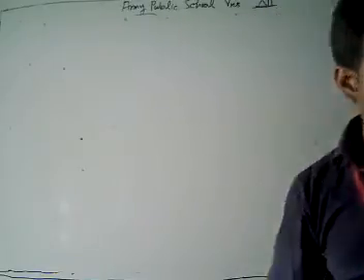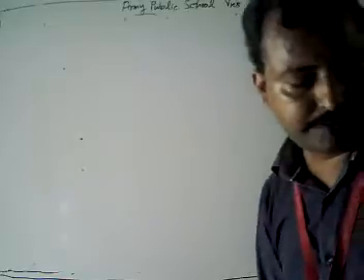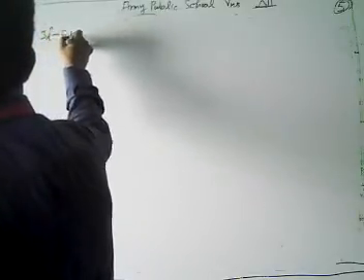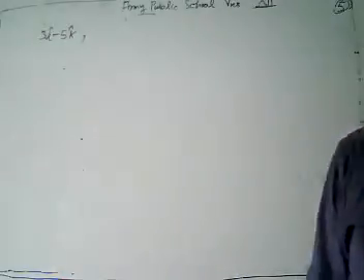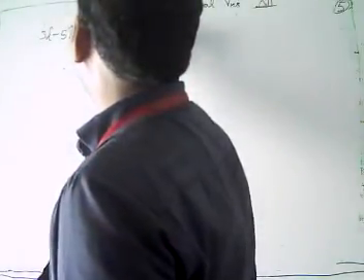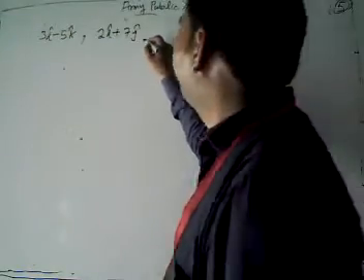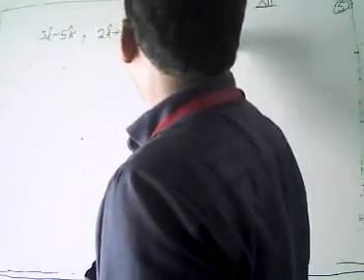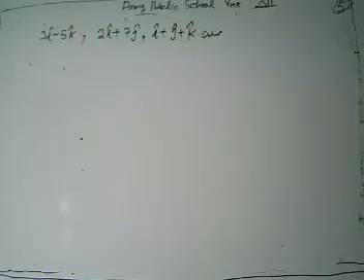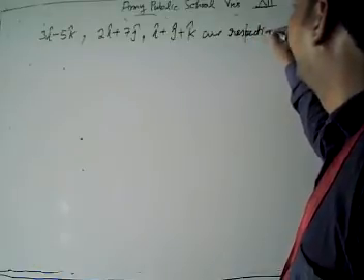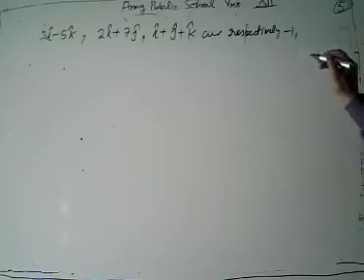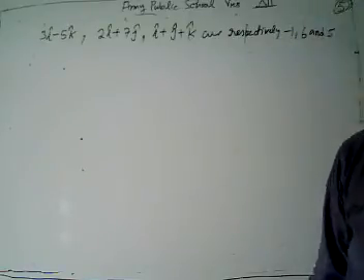Now look, in the next question, what is given? If the dot product of a vector with the vectors 3i cap minus 5k cap, 2i cap plus 7j cap, and i cap plus j cap plus k cap are respectively minus 1, 6 and 5, then find the vector.